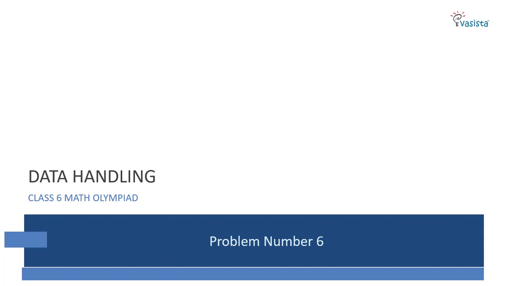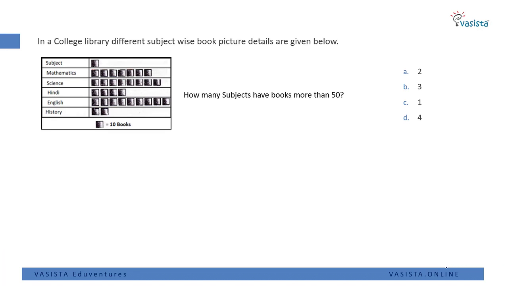Fine, let me go with problem number 6. Right, here in a college library, different subject-wise book picture details are given below. So what we are supposed to find is, how many subjects have books more than 50? That is what we need to find out. How many subjects have books more than 50?